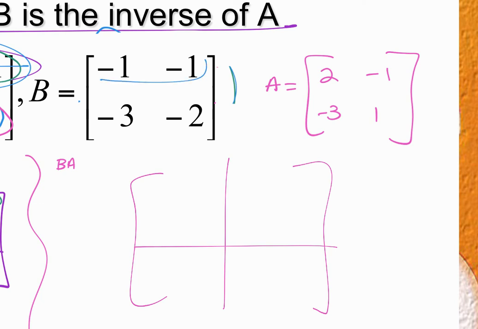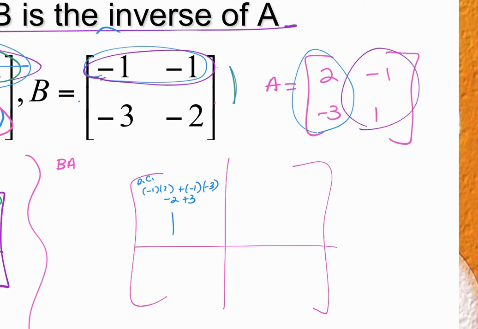First one is row 1, column 1. -1 times 2 plus -1 times -3, and I get -2 plus 3, which is 1. Row 1, column 2. -1 times -1 plus -1 times 1, 1 minus 1, which is 0. I'm done with row 1.